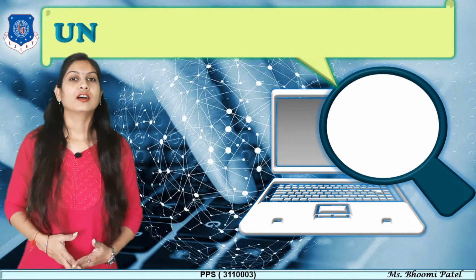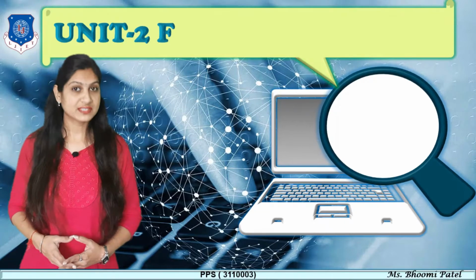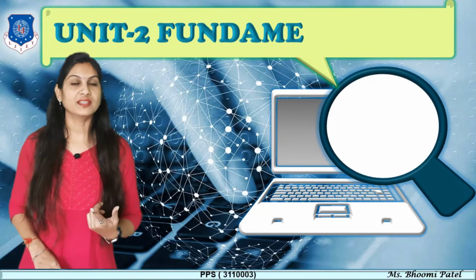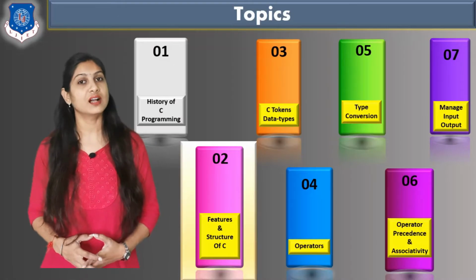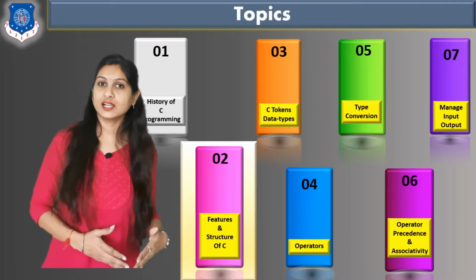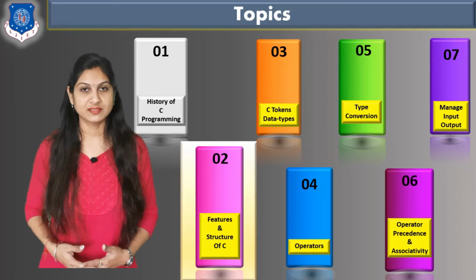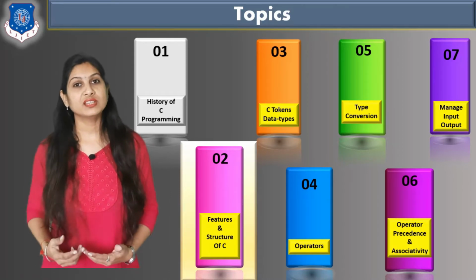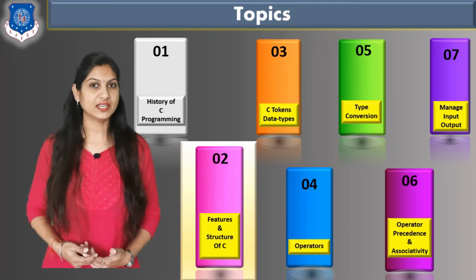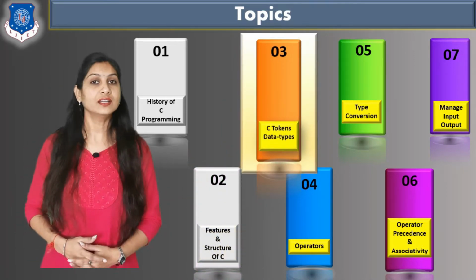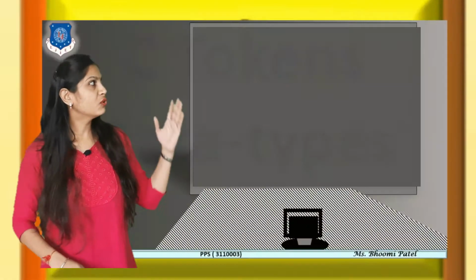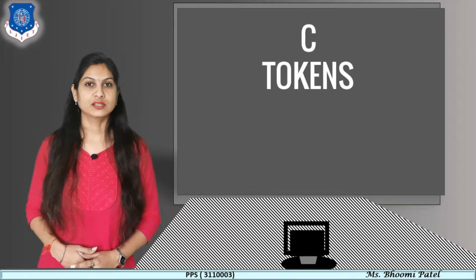Now our second unit has already started, that is fundamentals of C, and the first topic, the features, history and structure of a C program, has already been discussed in theory and in practice. Now we are going to start with the other topics of the second unit, that is C tokens and data types. So let's move to that topic, C token.